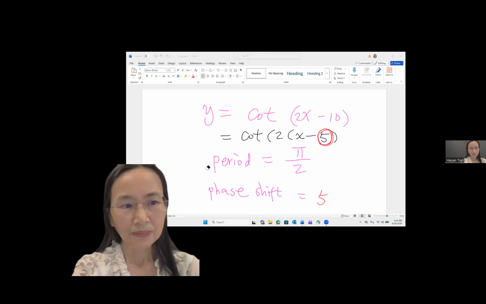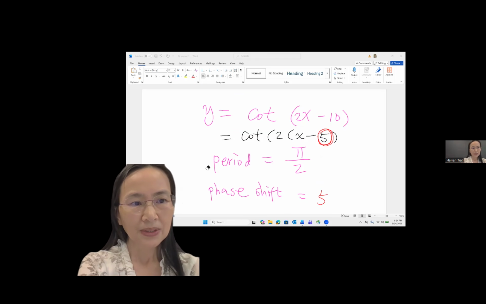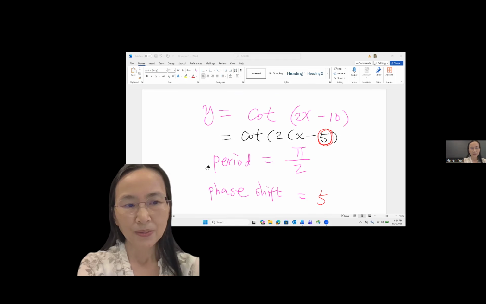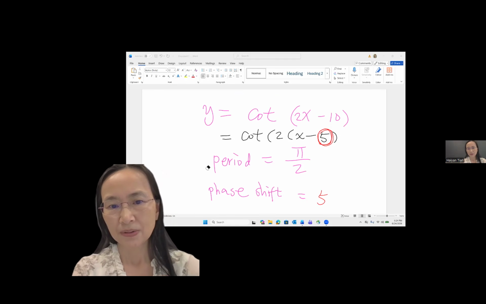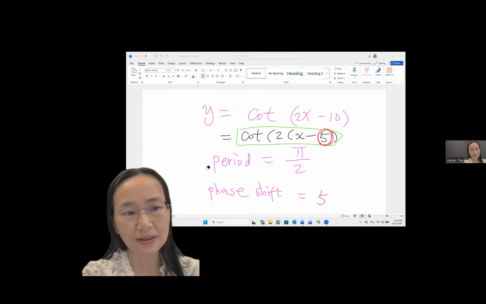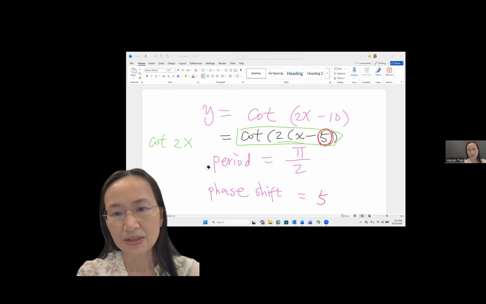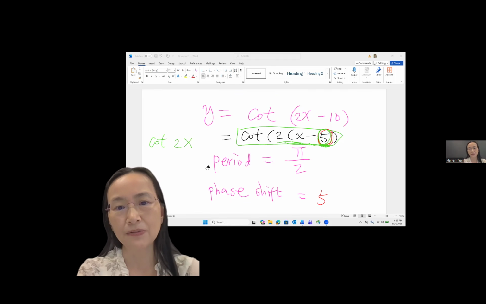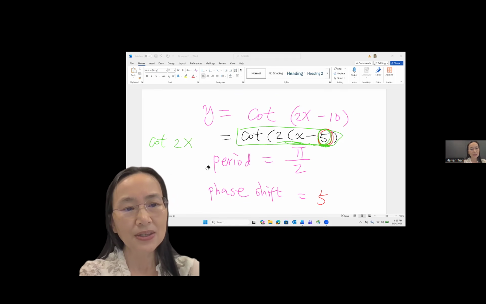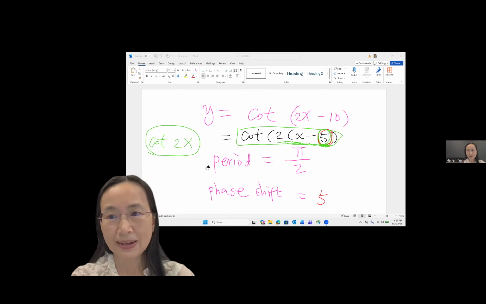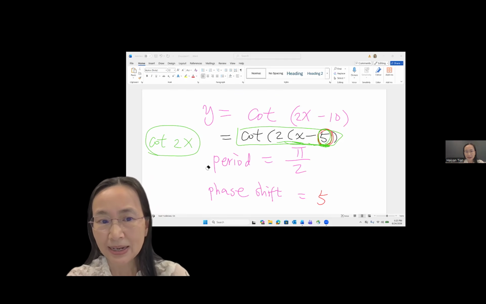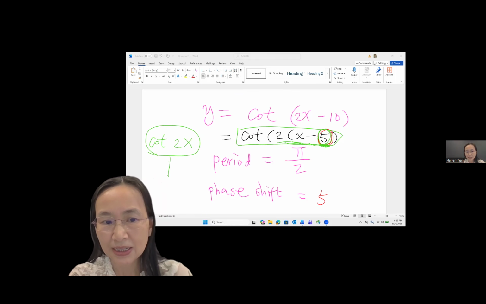So let's compare this with a curve. What does that mean? Phase shift is 5. That is, if I compare with this cotangent 2x, it means when phase shift is 0, right? When phase shift is 0, then I have cotangent 2x. So this curve, if I can sketch that curve, then I should shift this curve.